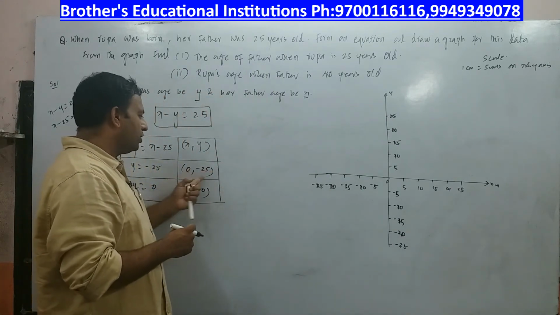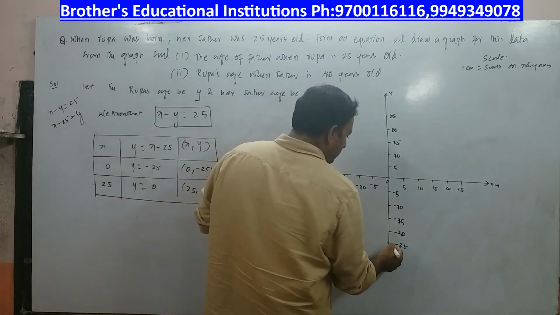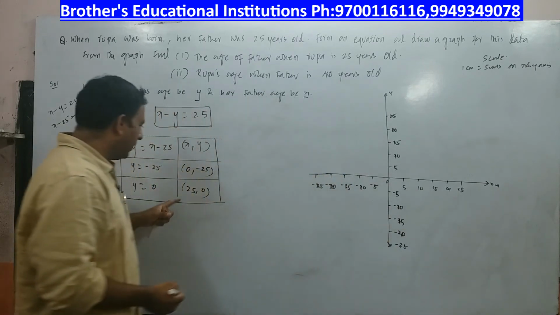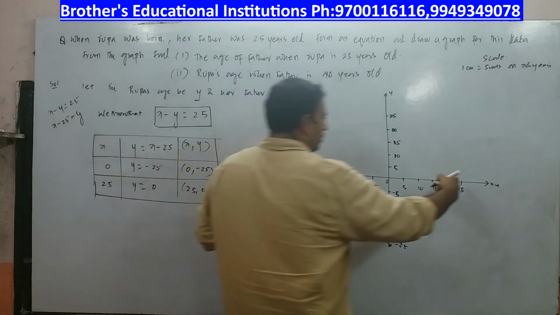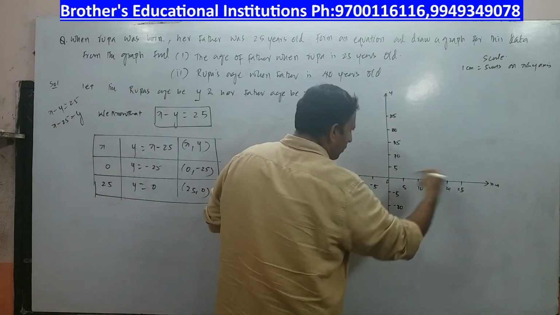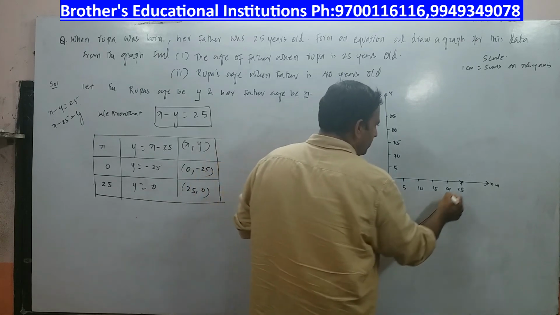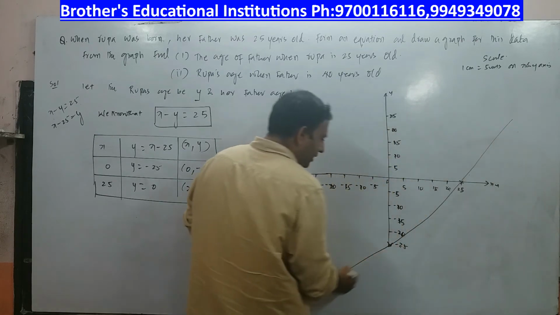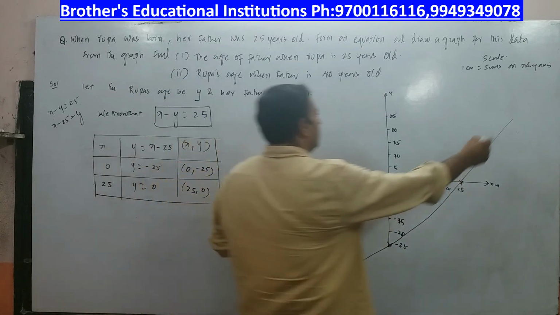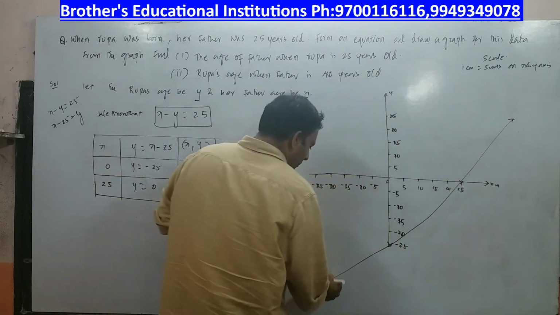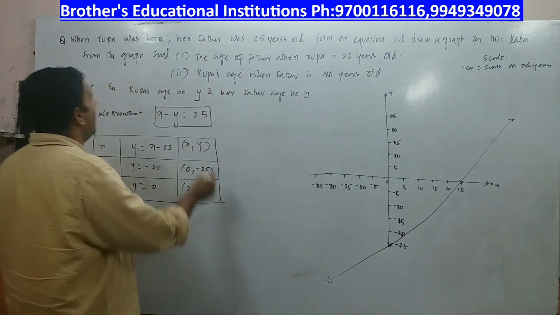So when x is equal to 0, y value is equal to what? Minus 25. I mark this point. Next, when x is equal to 25, what is the y value? Y value is 0. So you have to do the plotting here. I straight away join these two points, and what I get is a straight line. So this is the straight line for the relationship between Rupa and her father's age.